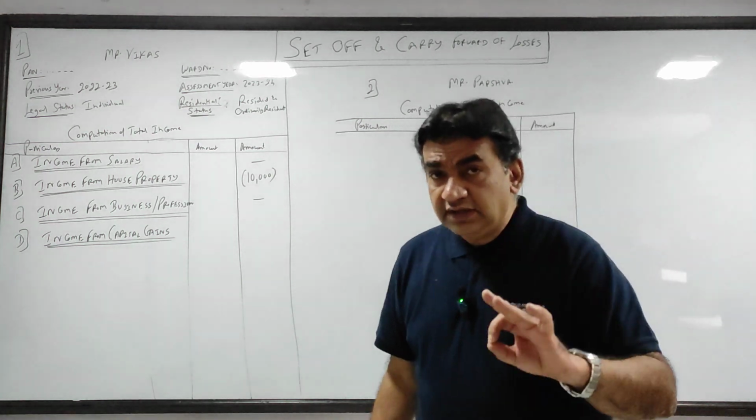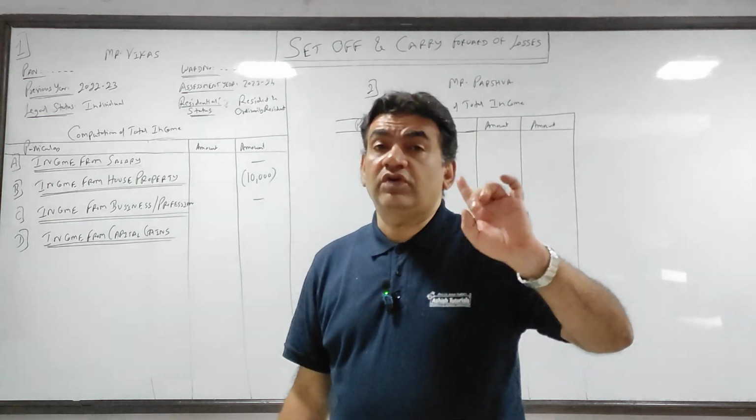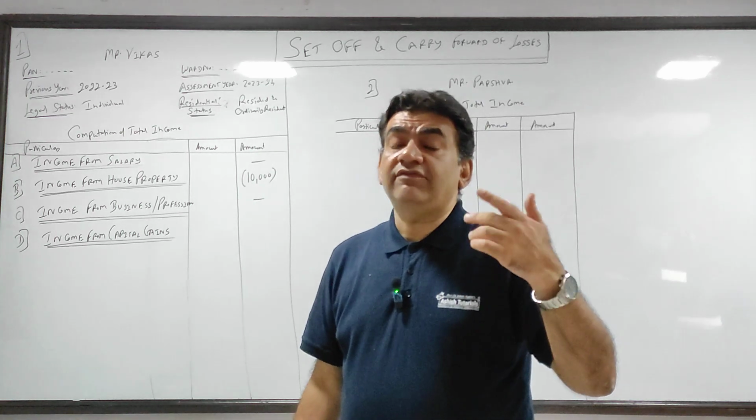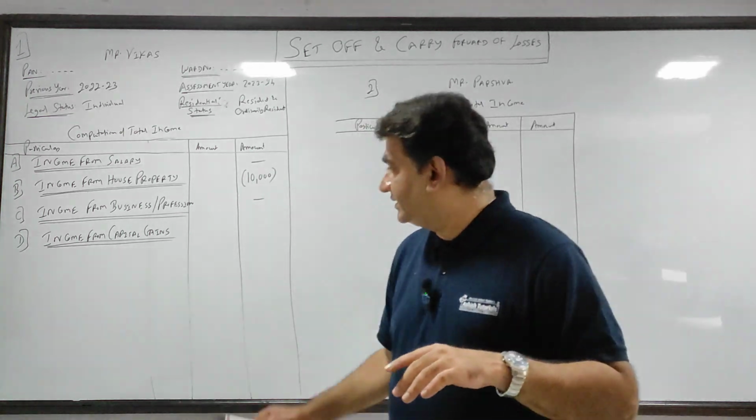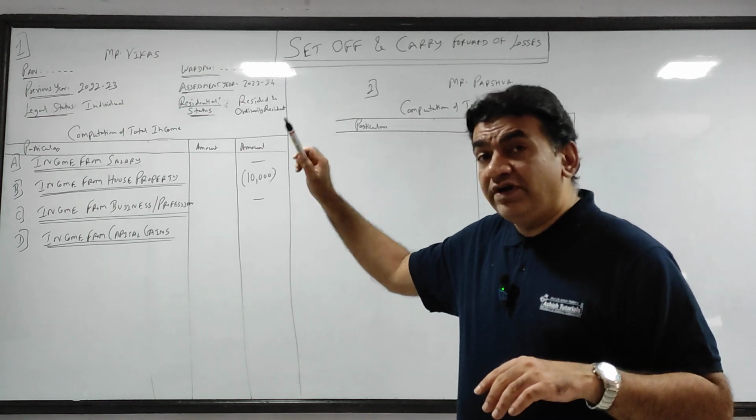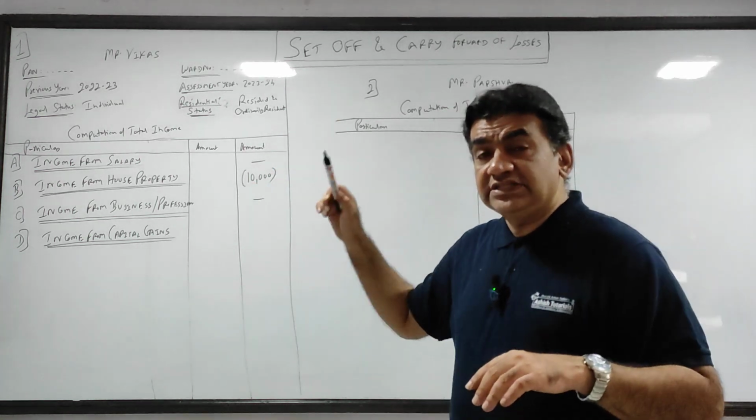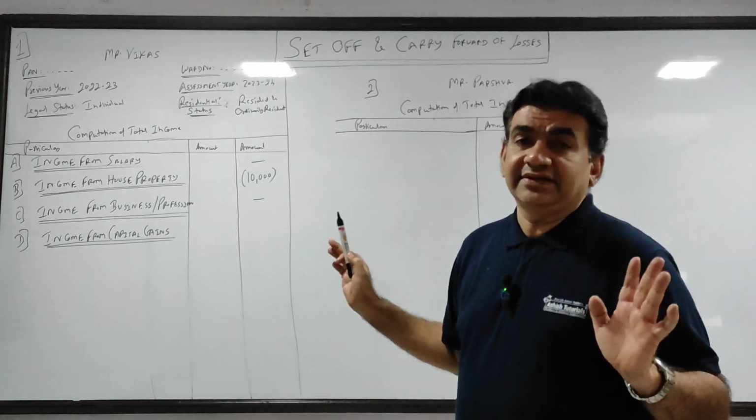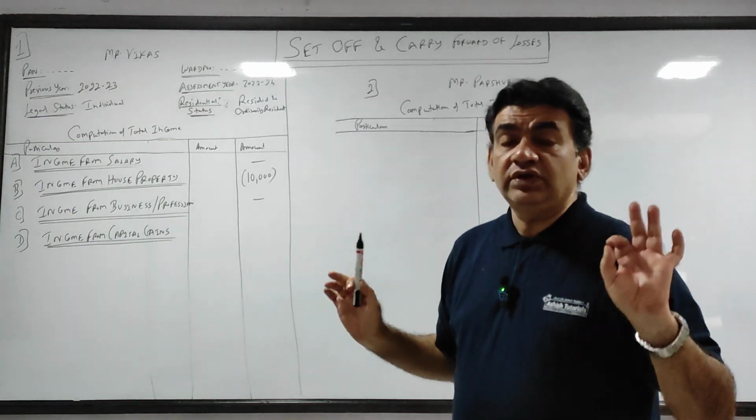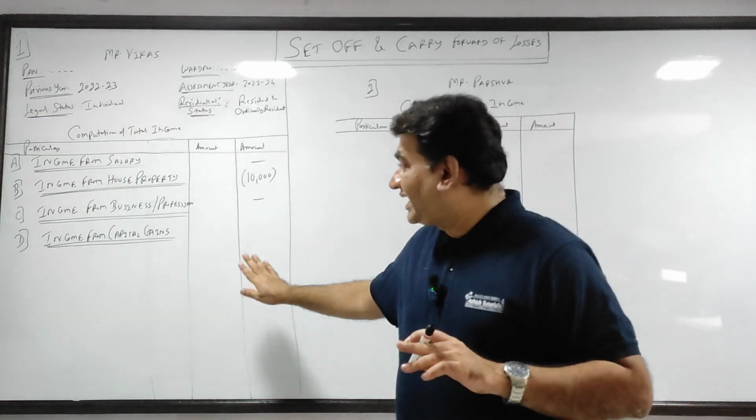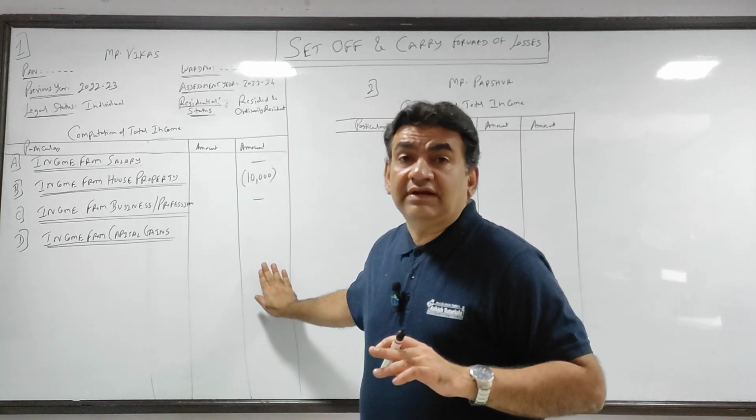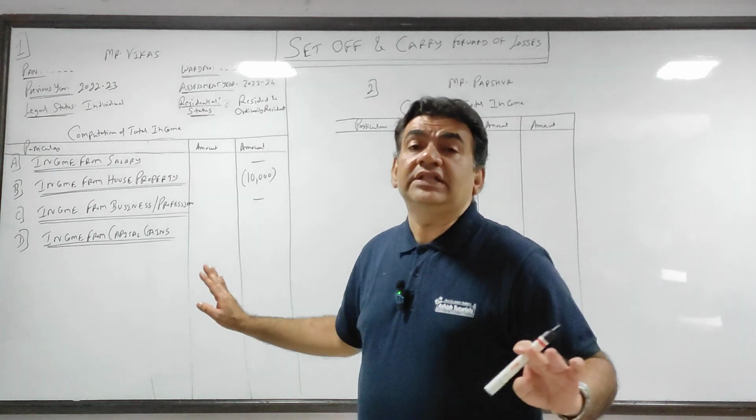Long-term capital loss will be carried forward for the next 8 years. That means I can set it off in the next year. If not, I can carry forward for another 7 years. That means counting next year, total 8 years. Next year plus another 7. Okay, so I will give you that in the form of a note. Because I cannot set off the long-term capital loss, I am not writing it here.